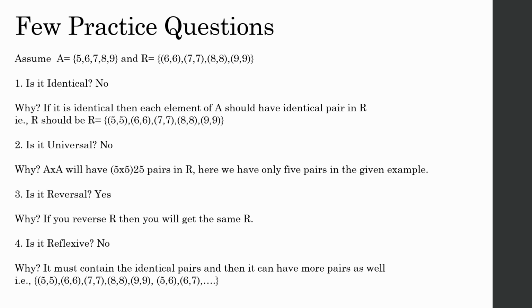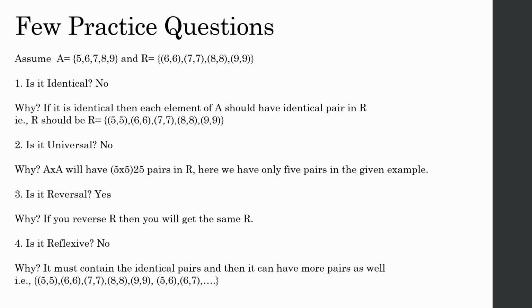No. Why? If it is identical, then each element of A should have an identical pair in R. That is, R should be 5, 5, 6, 6, 7, 7, 8, 8, 9, 9. In the given question, the result set R is missing 5, 5. Hence, it's not identical.